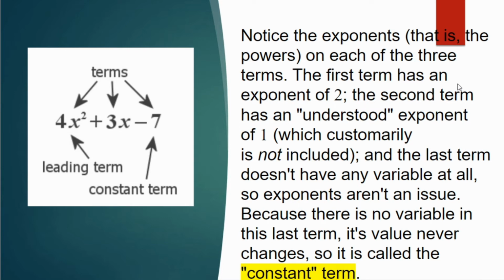Notice the exponents, that is, the powers on each of the three terms. The first term has an exponent of 2. The second term has an understood exponent of 1. And the last term doesn't have any variable at all. So, exponents aren't an issue. Because there is no variable in the last term, its value never changes, and that is what you call the constant term.